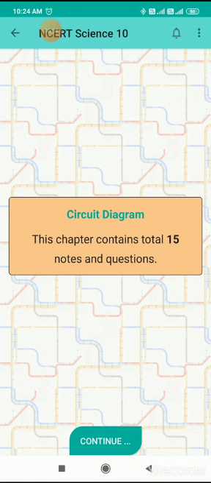In the last class, we discussed electricity up to potential difference. So the next topic is circuit diagram. Obviously, it is a very important topic. So let's start.